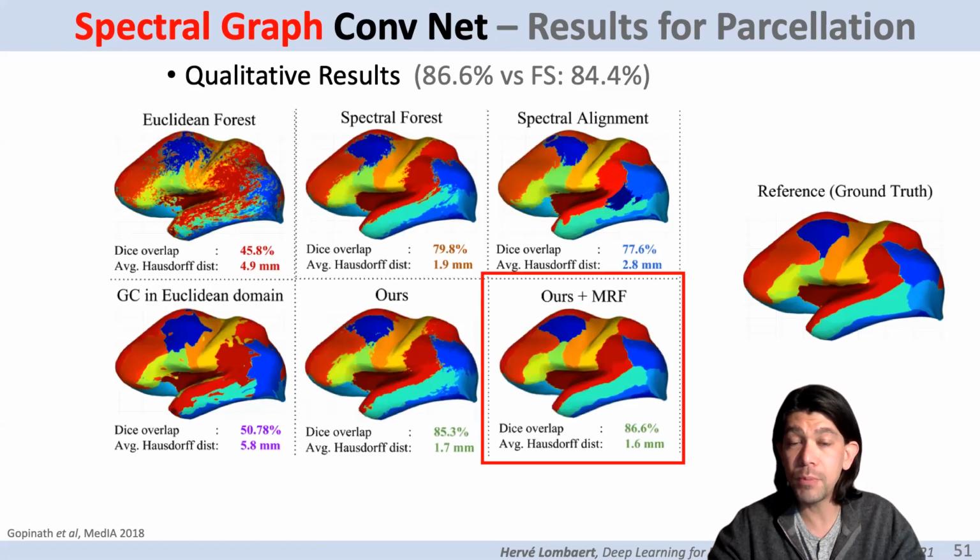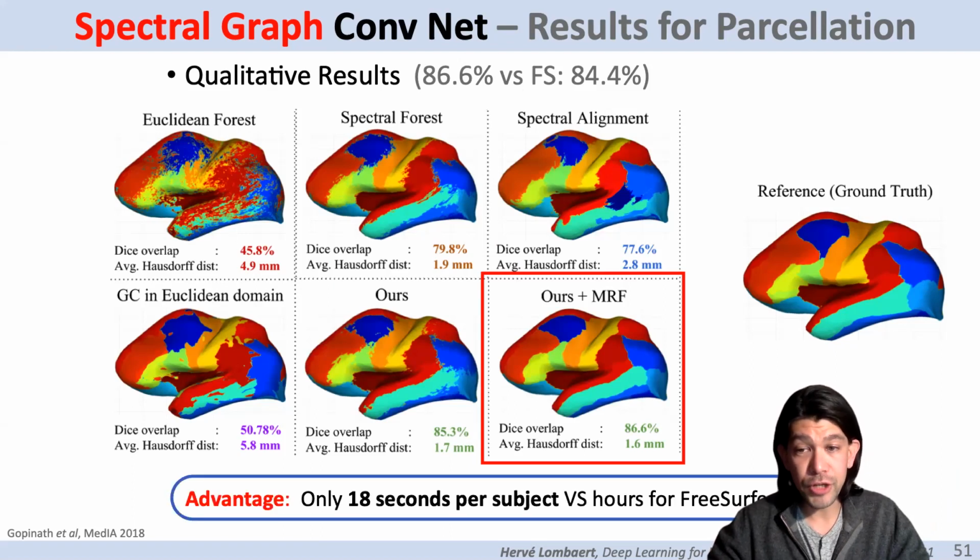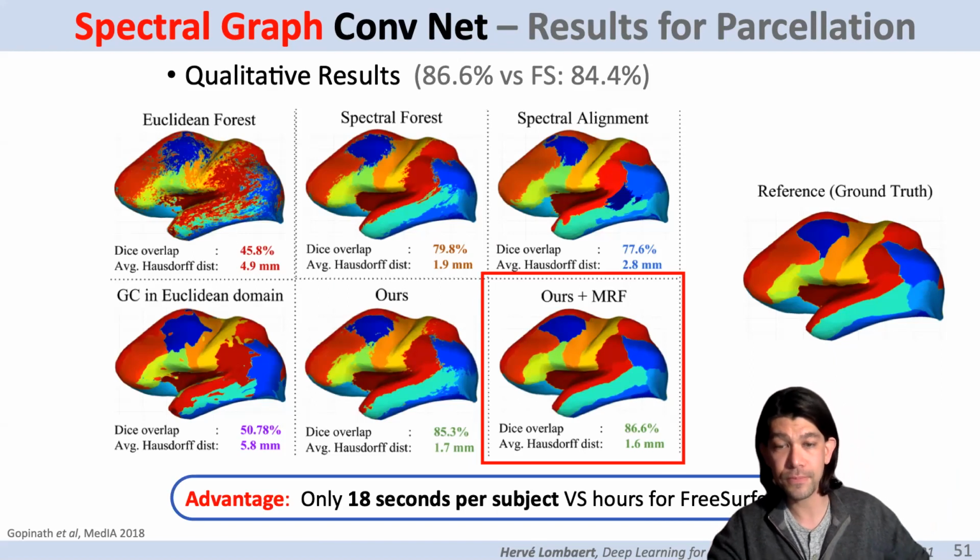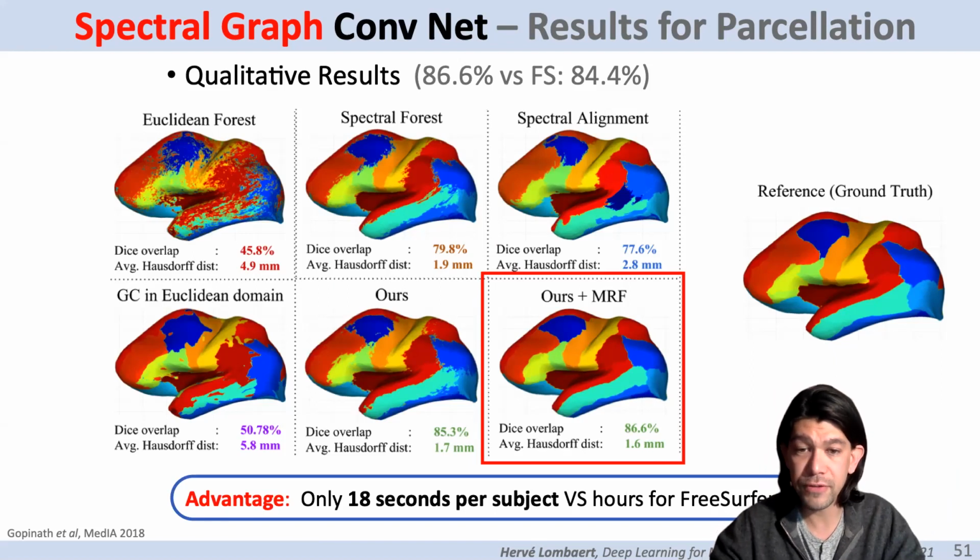We can even improve a bit by regularizing our parcels, so it looks and measures a little bit better. So we jump to 86% here. One of the major advantages is that everything on the testing side operates within seconds, compared to hours for FreeSurfer. That's a good advantage of using geometric deep learning on brain surfaces.